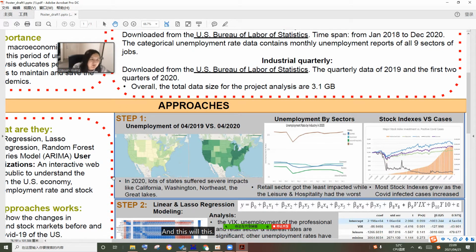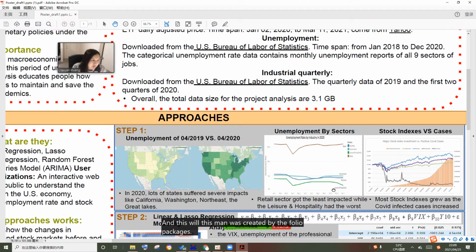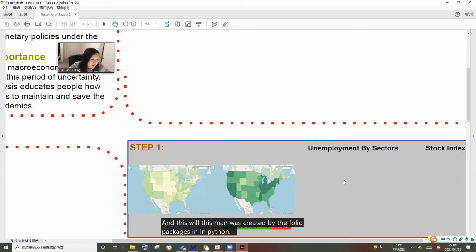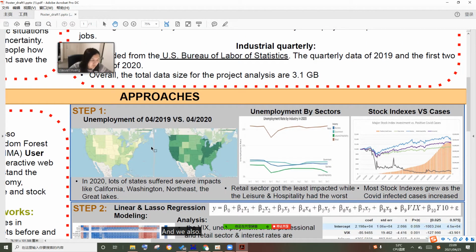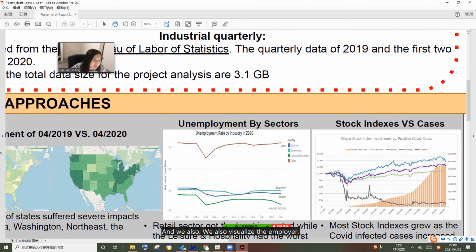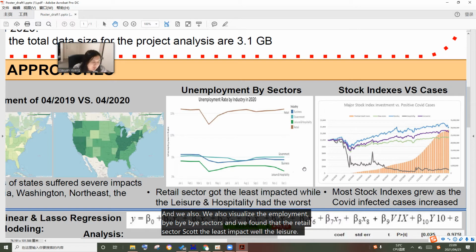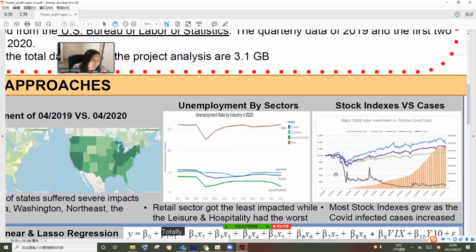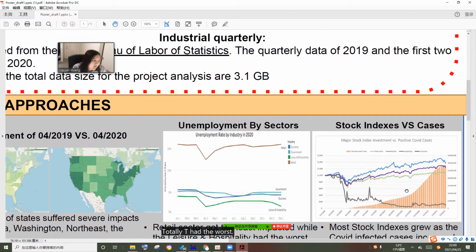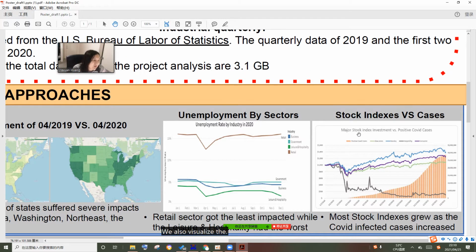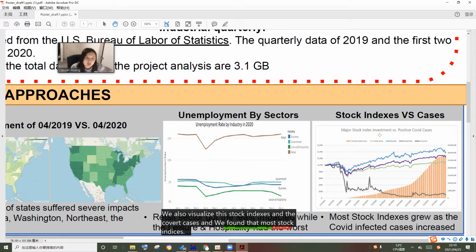This map was created by the Folium package in Python, and we also visualized the unemployment by sectors, and we found that the retail sector got the least impact, while leisure and hospitality had the worst. We also visualized the stock indexes and the COVID cases, and we found that most stock indexes grow as the COVID infected cases increased.